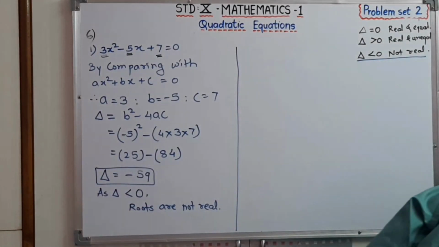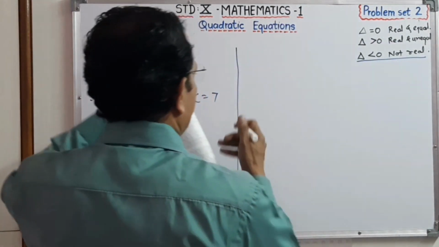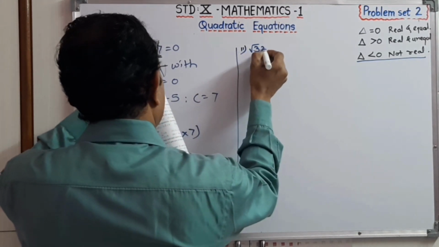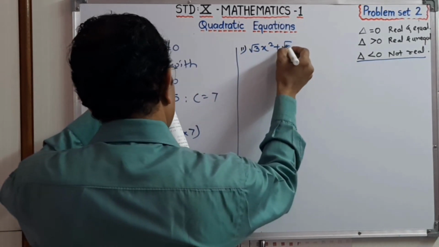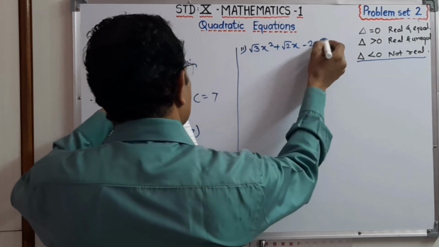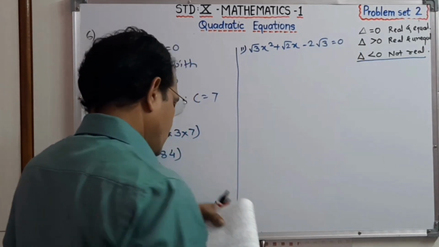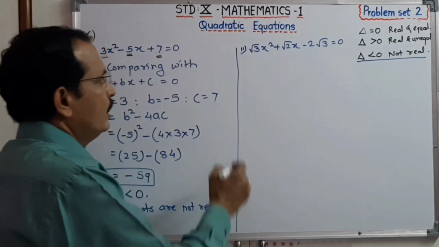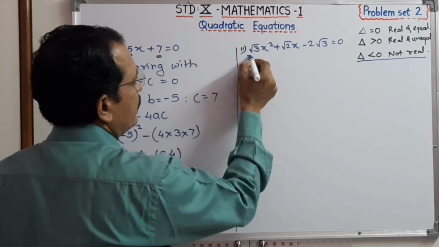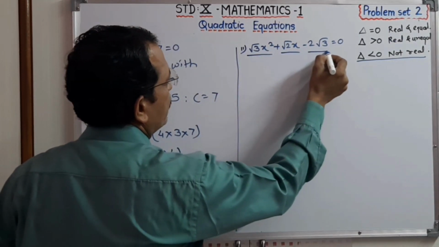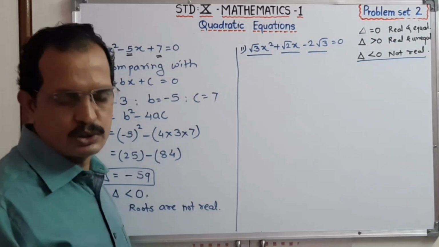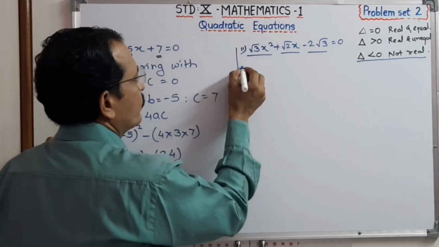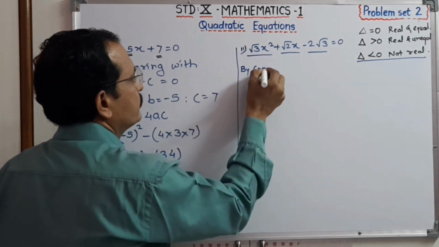Now let's see the second one. It is root 3 x square plus root 2 x minus 2 root 3 is equal to 0. This is the second one, and the third one you have to solve. Now see here, root 3 x square plus root 2 x minus 2 root 3 is equal to 0. This equation is in standard form.